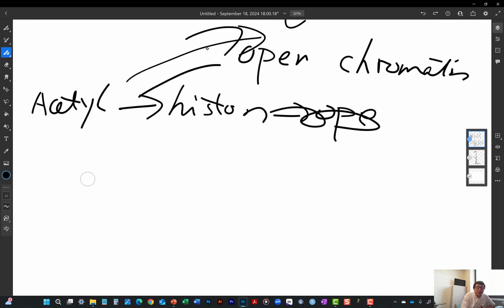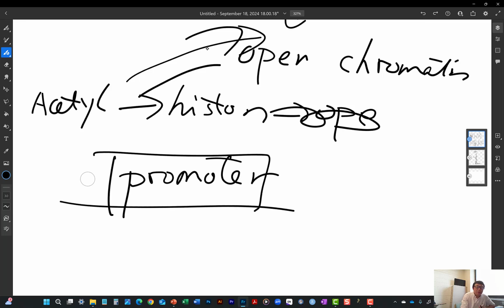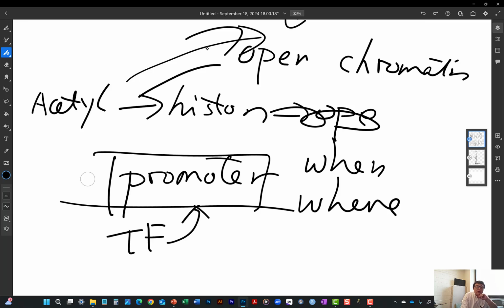And also gene expression is regulated heavily by the promoter. Some genes are expressed everywhere, which we call housekeeping genes. Some genes are only specifically expressed in certain cells, and how that happens largely depends on their promoter. A promoter determines when and where a gene is expressed, because a gene is expressed only when a transcription factor binds to the promoter, and the transcription factor is highly regulated as to when and where.